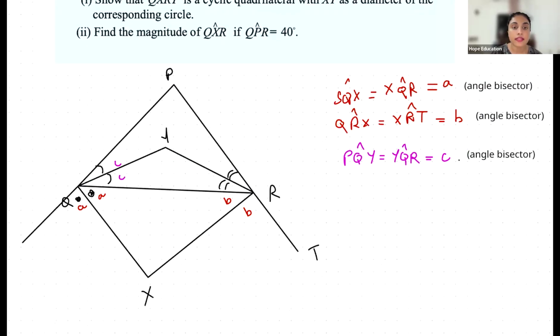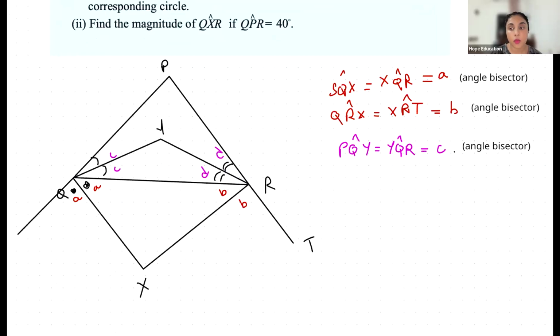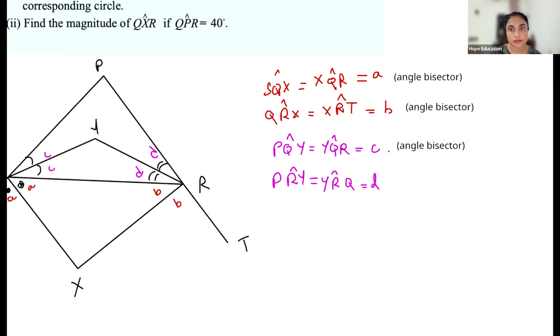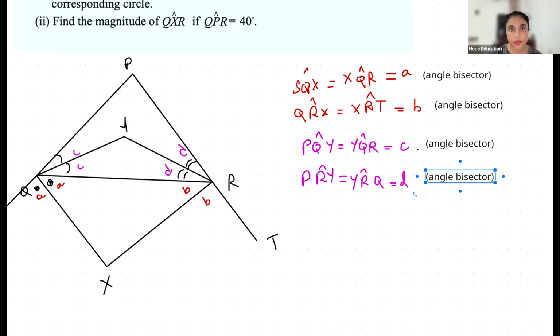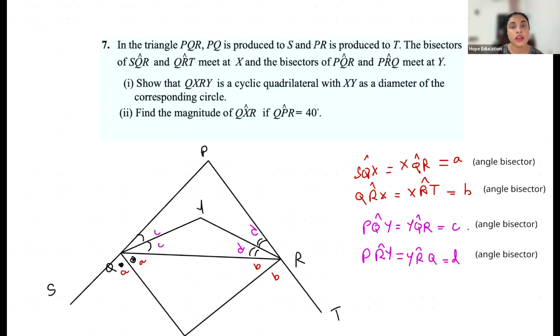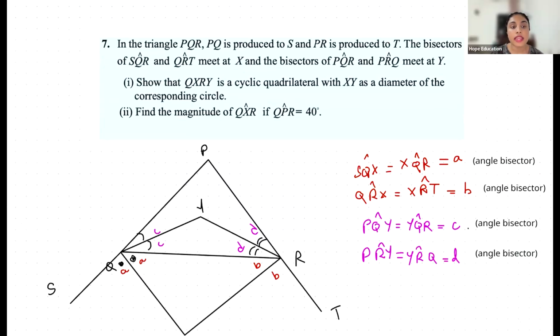And let's say this is D and this is D. So then PRY equals YRQ. That is D. Same reason, angle bisector. Now we have different values here. Okay, so mark. Now what should be our next step?